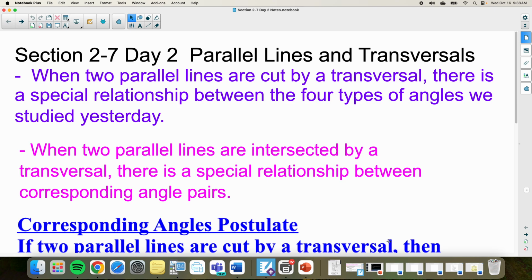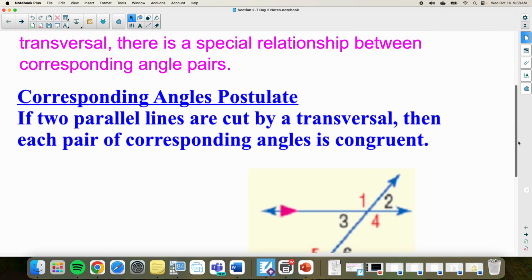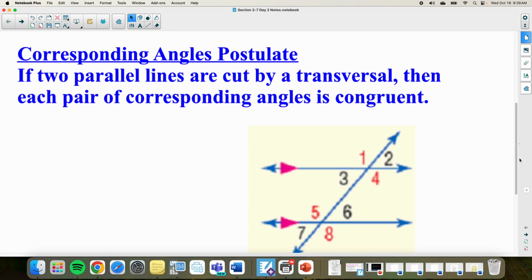So let's try this again. Today, or I was saying how yesterday we learned about 4 special types of angles, and that is super important that you keep remembering. And then as well as today, we're gonna learn 4 rules that pertain to those 4 types of angles. And that's another thing that you'll have to remember.